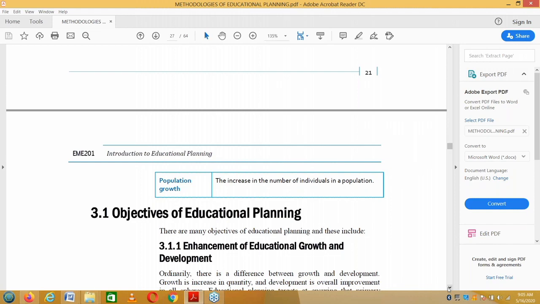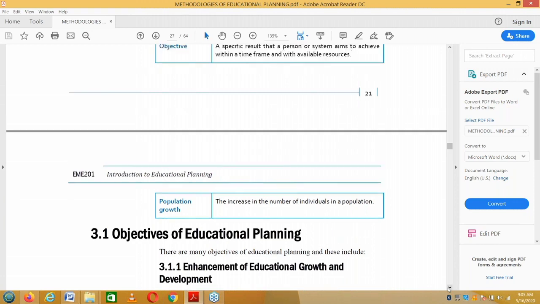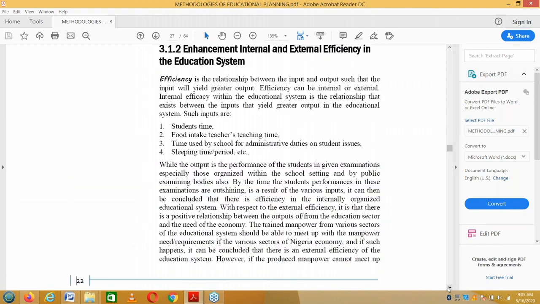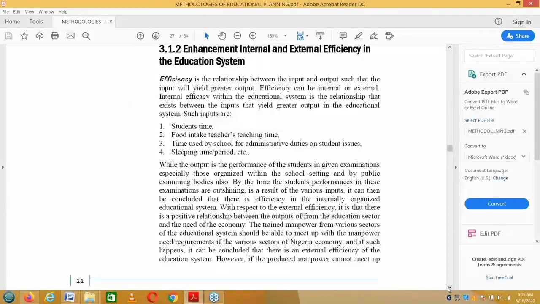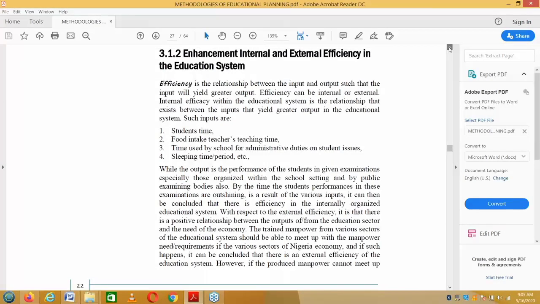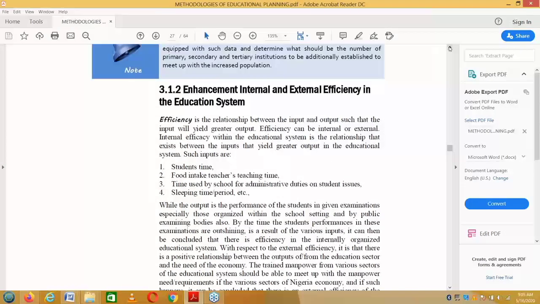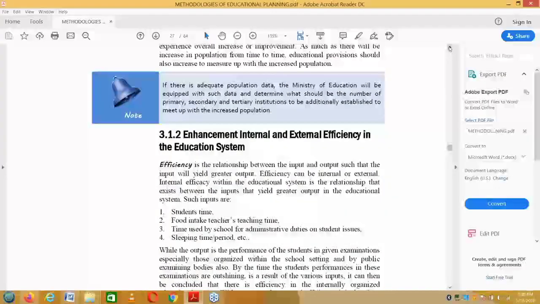Now, let's look at the objectives of educational planning. The first one is to enhance internal and external efficiency in the educational system. It's there to enhance internal and external efficiency in the educational system of the country.